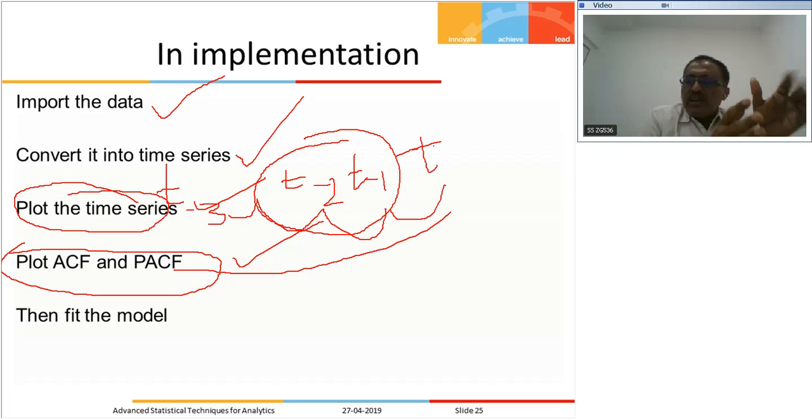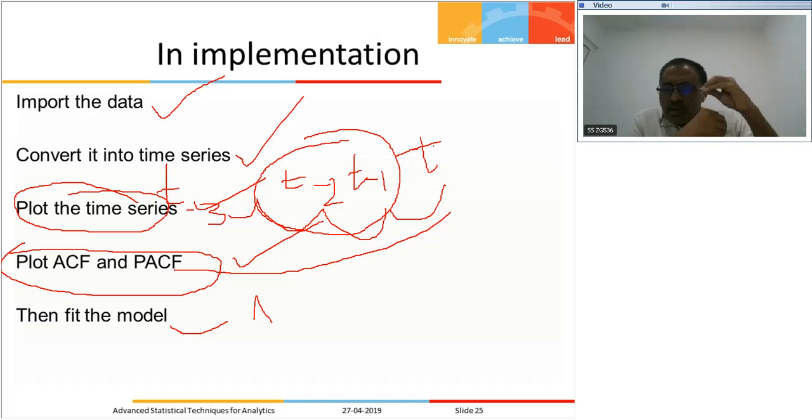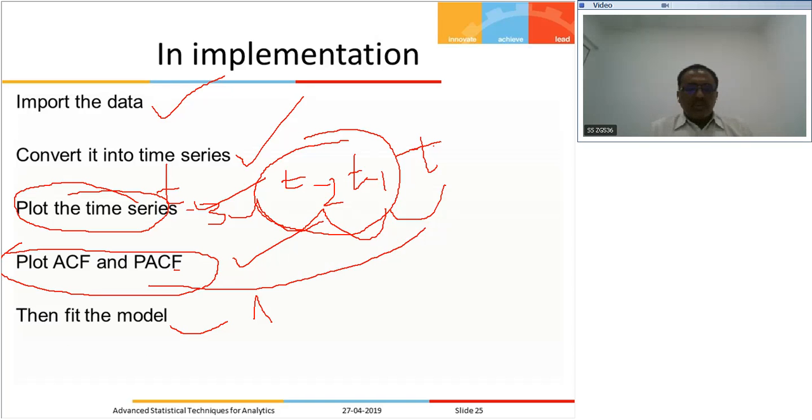Based on this we can decide whether to go with an ARMA model or an IMA model, and what the P value, Q value and D value should be. To understand the various parameters involved and what values we can take for them, so that we can take a call, this plotting helps us. Then we can try various models and see how the model works. This is what happens when we try to implement time series analysis.